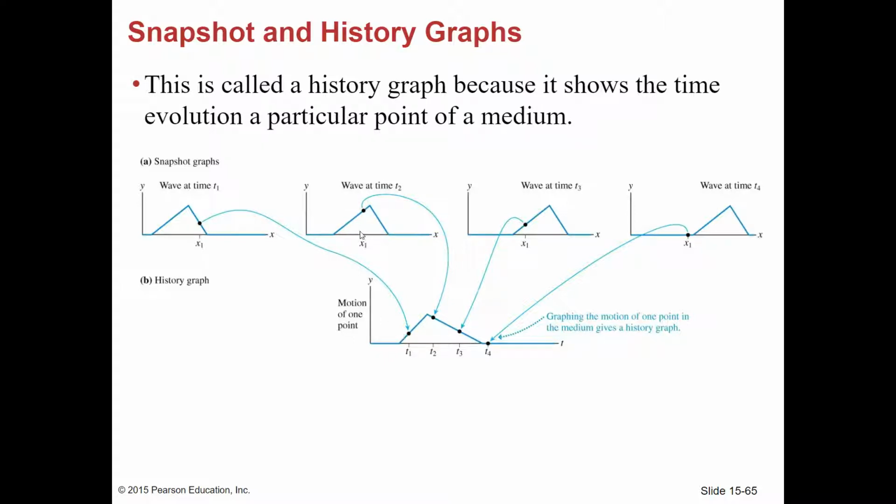Then what's happening at this point during t2? Well, he's all the way up there. And then what's happening at t3? He's kind of back down here. And then what's happening at t4? At t4, at our point x1, our point is on the line. So what ends up happening is the history graph looks almost like a reverse of the snapshot graph.